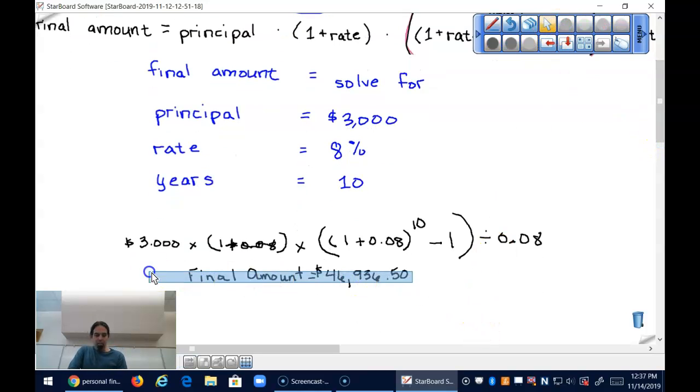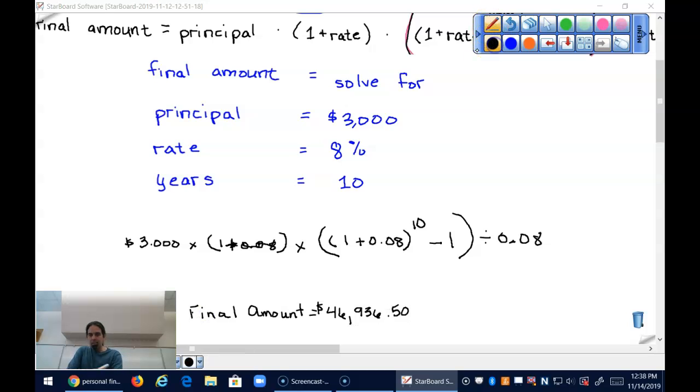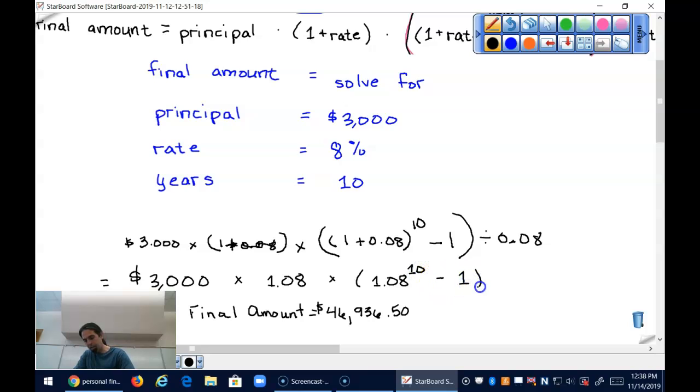What would make it easier on the calculator is to take these smaller parentheses and just make them a 1.08. Then you don't have to type as many things. Because if I have a 0.08 and a 1, it's really easy to add them together. There's no carrying or anything.